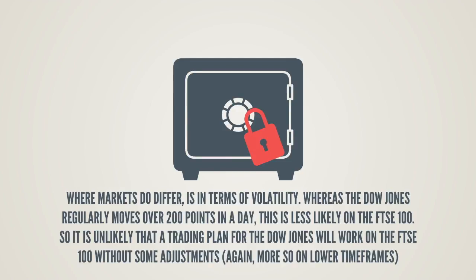Where markets do differ is in terms of volatility. Whereas the Dow Jones regularly moves over 200 points in a day, this is less likely on the FTSE 100. So it is unlikely that a trading plan for the Dow Jones will work on the FTSE 100 without some adjustments. Again, more so on the lower timeframes.